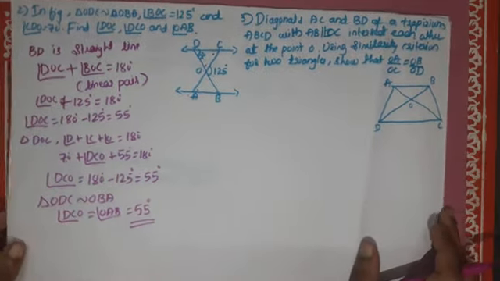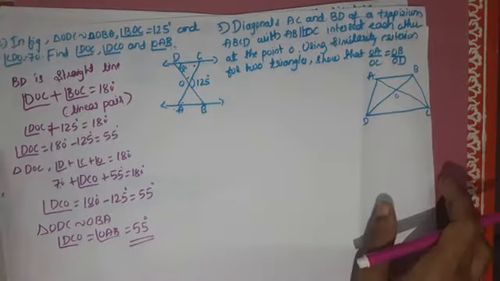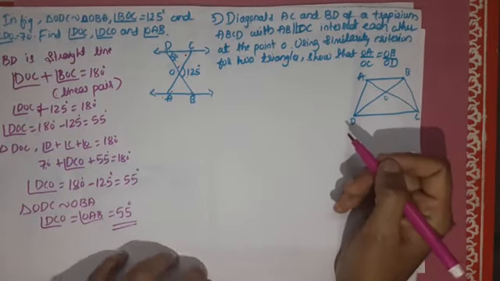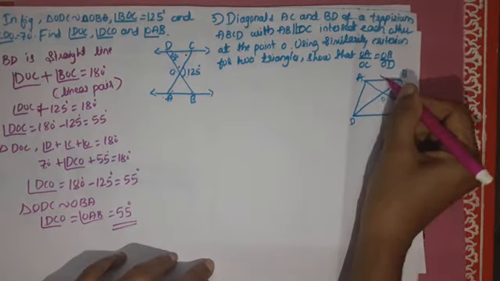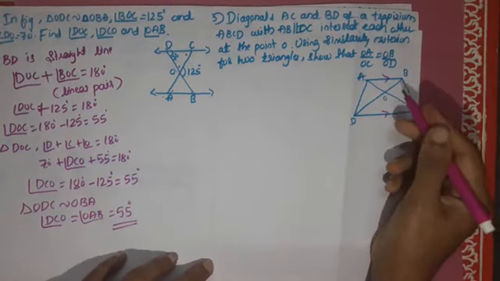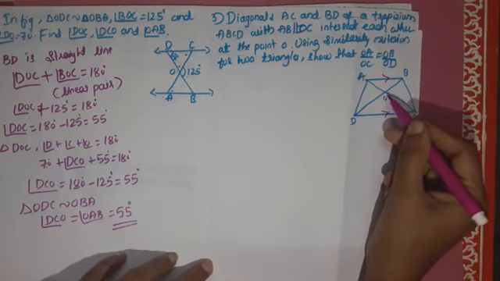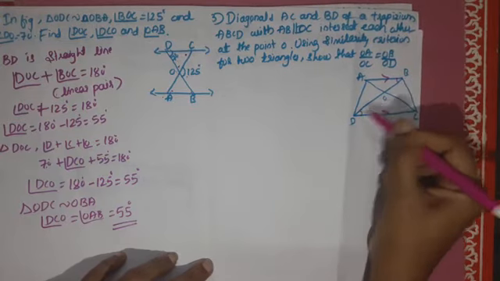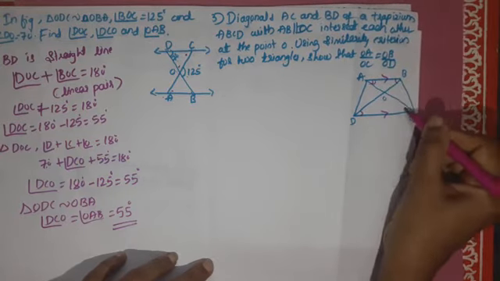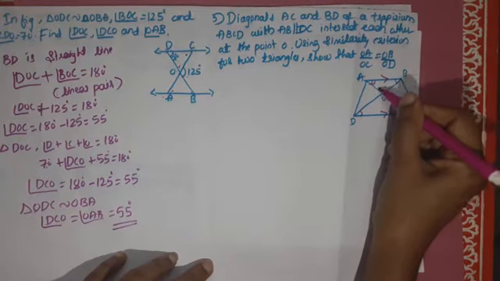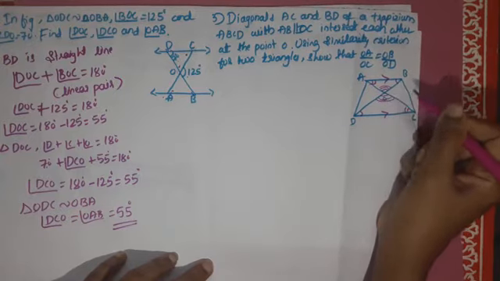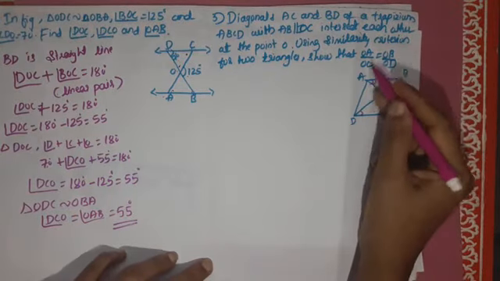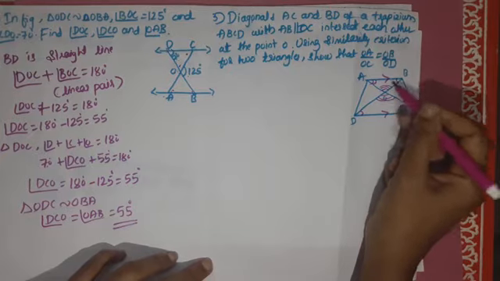Next, third question. Diagonals AC and BD of trapezium ABCD, with AB parallel to CD, intersect each other at O. Since they have given these two parallel, the alternate angles are equal, and the vertical opposite angles are also equal. Then using the similarity criteria for two triangles, show that OA by OC equals OB by OD. We have to use these two triangles.